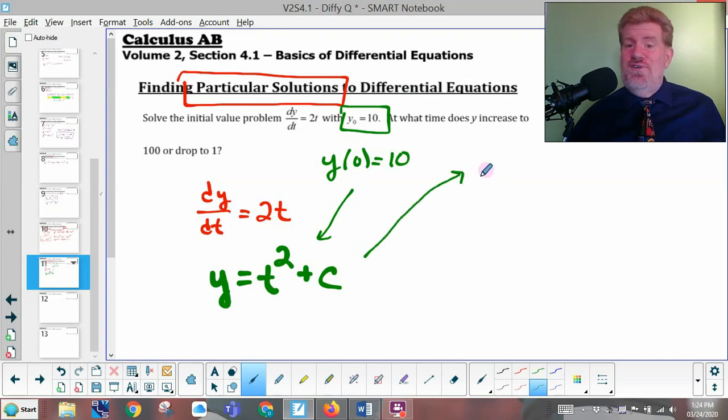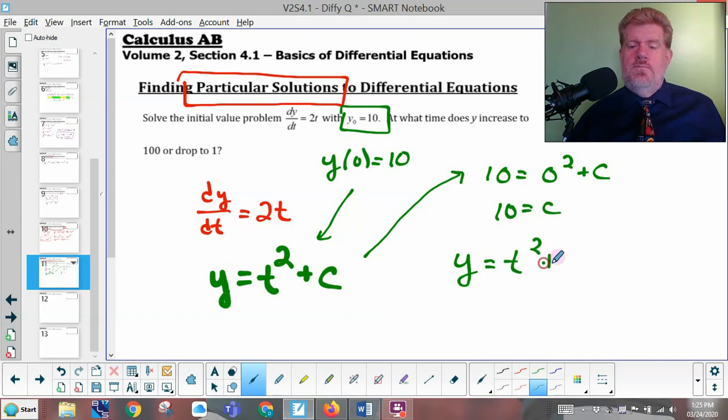A couple of arrows there, you like them? So the y value equals 10. The t value equals 0. So the c value is 10. So our equation is this. So it's the parabola y equals t squared plus 10.